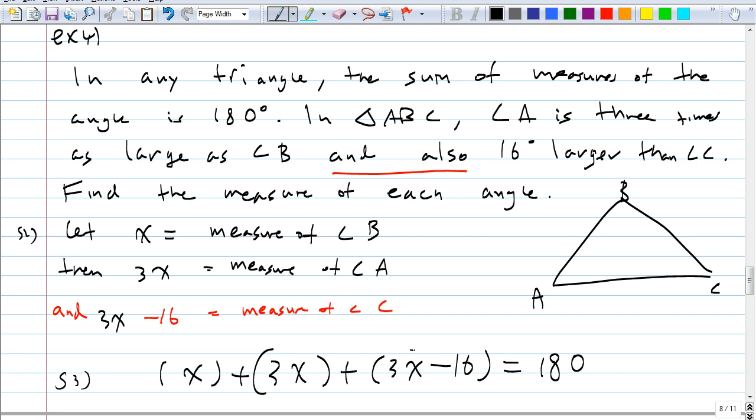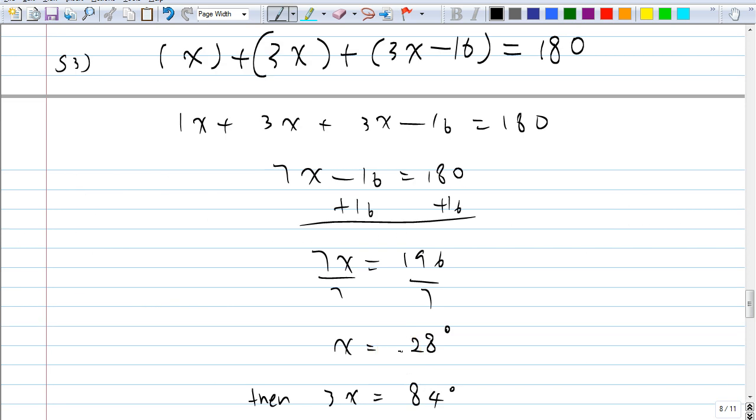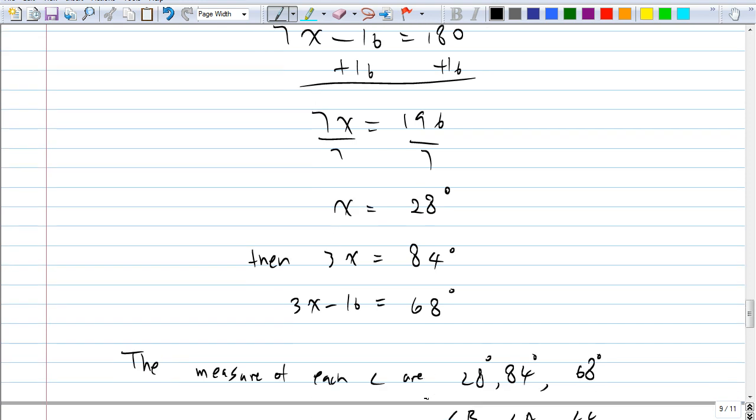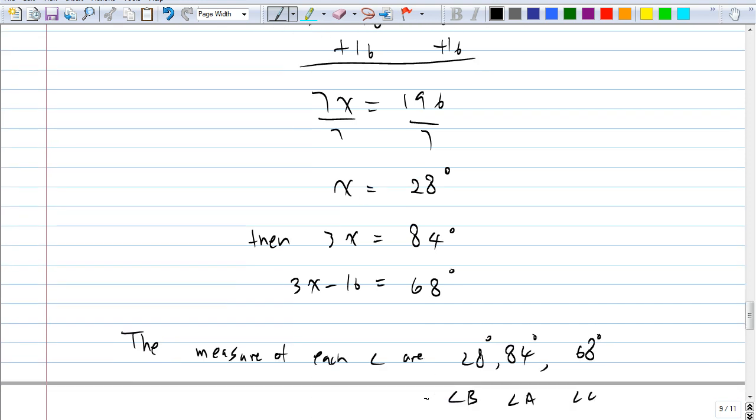Go ahead, everybody try. How many people got x equals 28? Very good. Now, if x equals 28, then 3 times x is equal to 84. And if you do 3 times x minus 16, isn't that 68? Yes. The answer is 28, 84, and 68, right? Those are the measures of each angle. Any questions? All right, good.